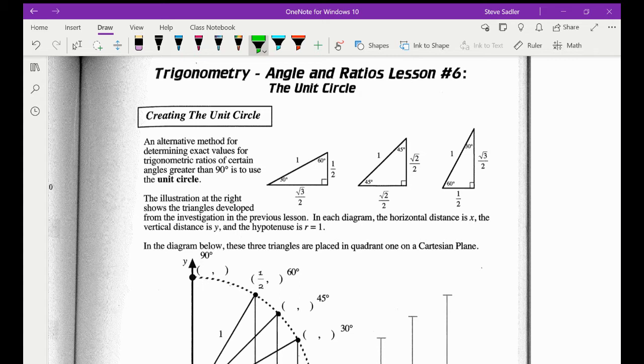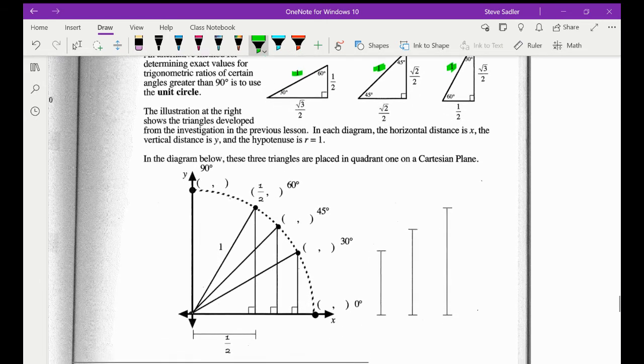This is our last lesson of our first trig unit, and we are looking at building and using the unit circle. This is just the same information that we used to build the reference chart, but now we are going to put it into a circle. It works out really well because all of the hypotenuses are 1, and if that's the radius, the radius has to be the same everywhere on the circle. So we can start to develop the circle.